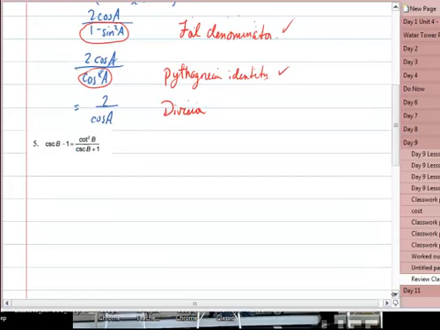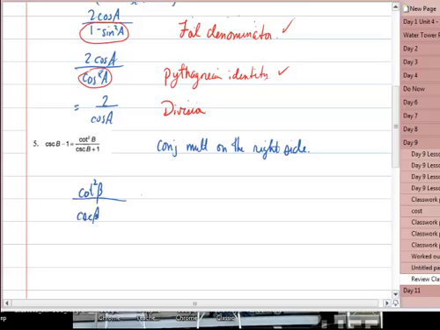Now on number 5, I think I asked the class to do conjugate multiplication on the right hand side. So we're going to work with the right. I have cotangent squared of beta, and the denominator is cosecant of beta plus 1. And I'm going to multiply top and bottom by the conjugate.